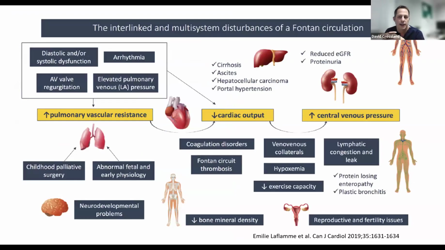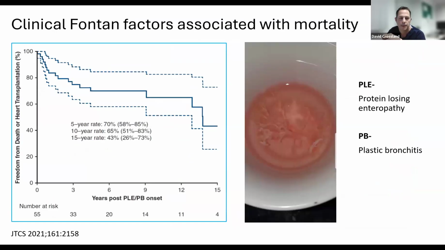So Fontan failure is interlinked and a multi-system disturbance. High pulmonary vascular resistance, low cardiac output, and high central venous pressure from multiple factors. And it's a very difficult diagram to draw because the interlinking between all of these areas is so profound. So high pulmonary vascular resistance causes low cardiac output. Low cardiac output can lead to atrial arrhythmia. Arrhythmia can lead to low cardiac output. So every part of this diagram is linked. So I still haven't got the answer for you of which patient should be referred and what the exact problems are. But there is some data.